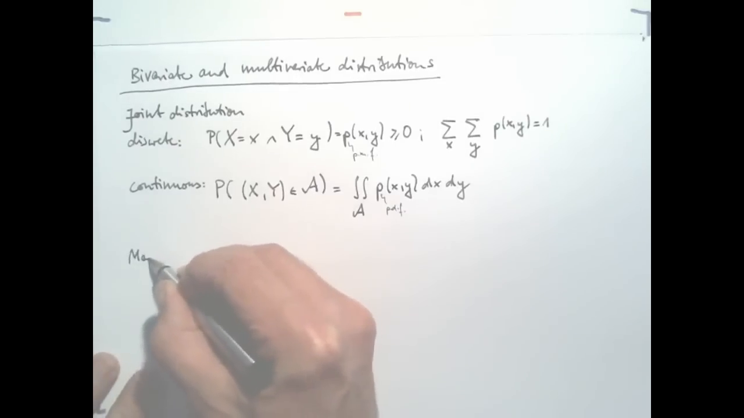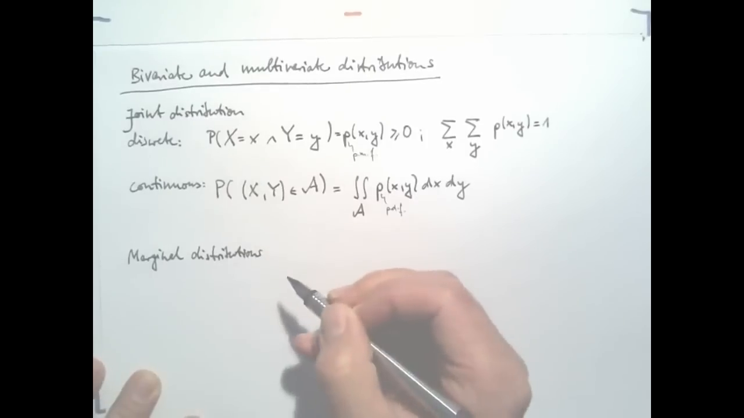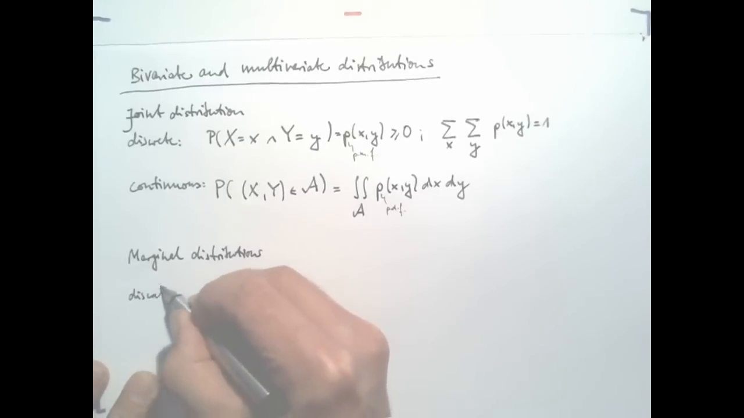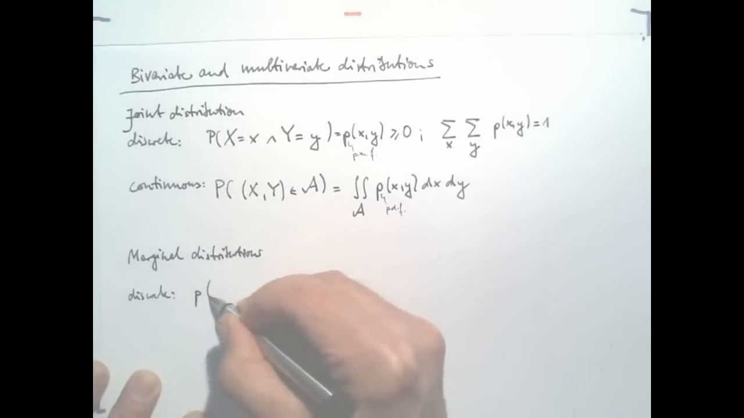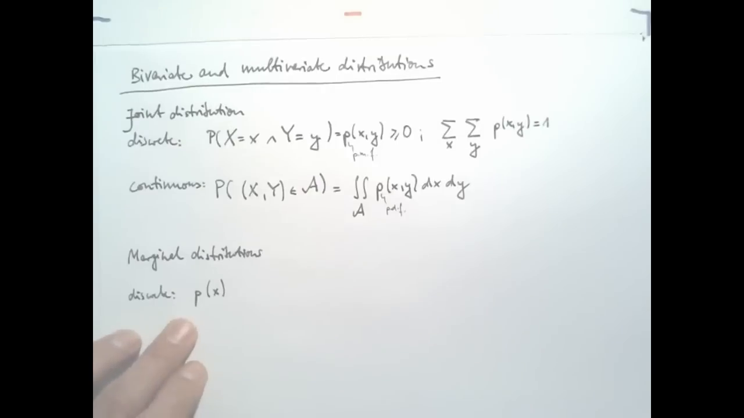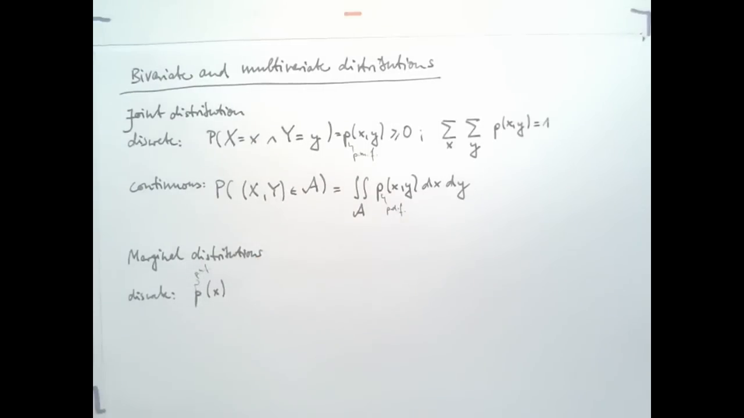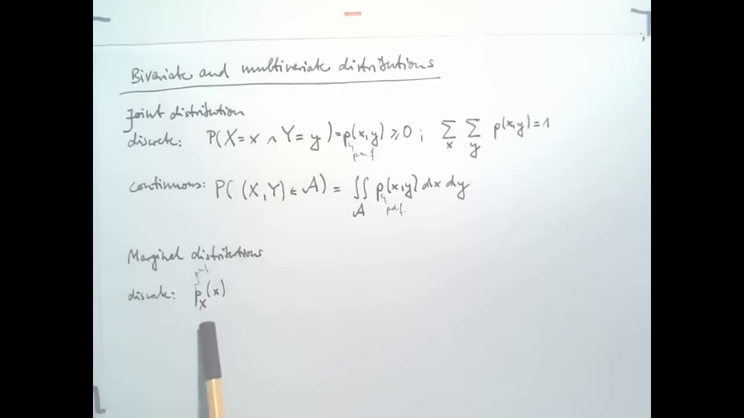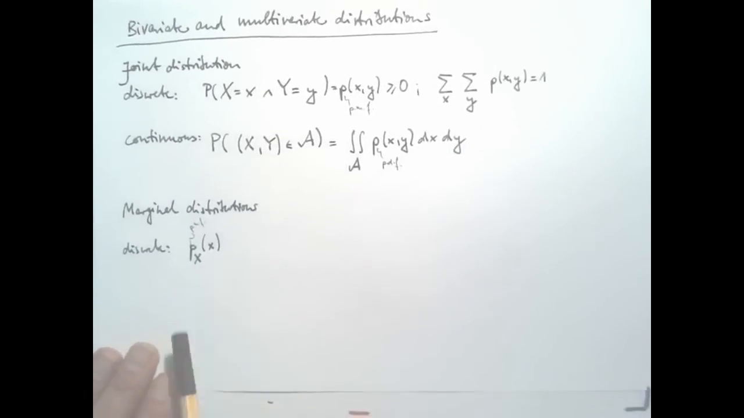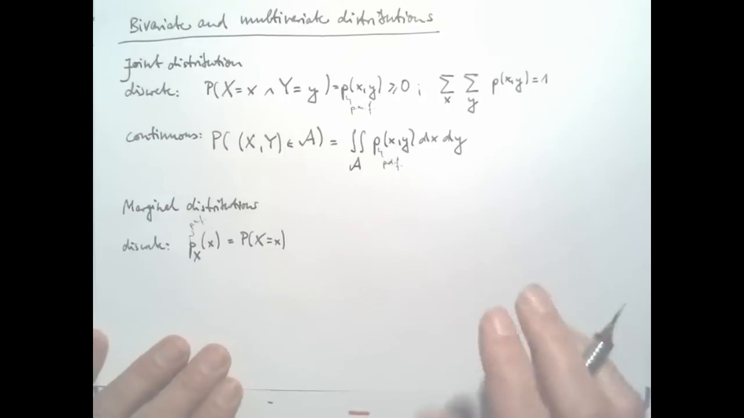Now the marginals are obtained as follows. In the discrete case, I am interested in P, which is again a probability mass function because I'm talking about the discrete case. I can now write this with an index, a capital X as subscript, which tells me that I'm interested in the probability mass function of the random variable x only. And that is obtained by summing out the second dimension.